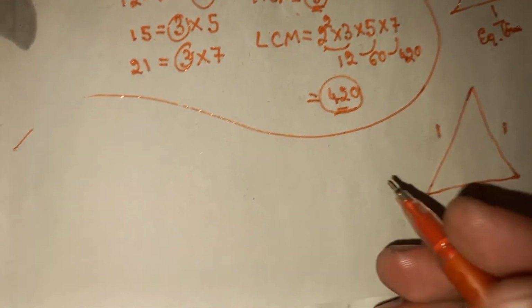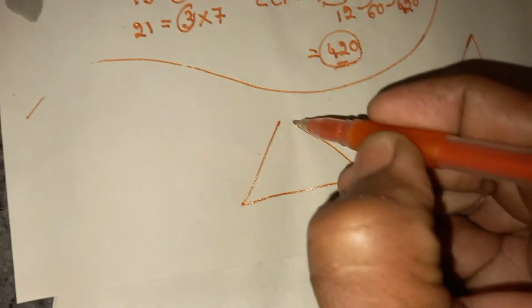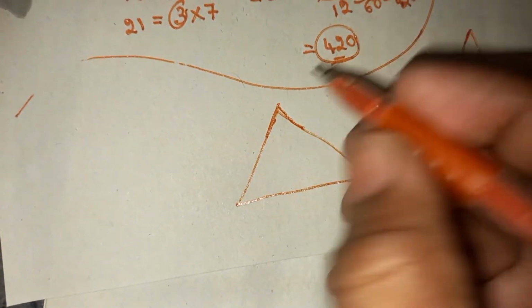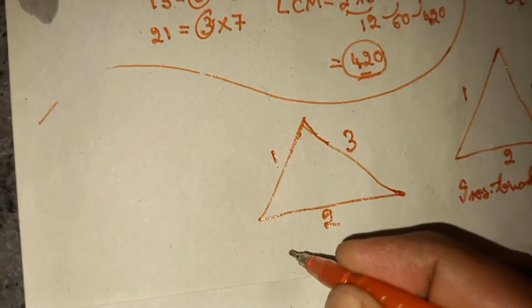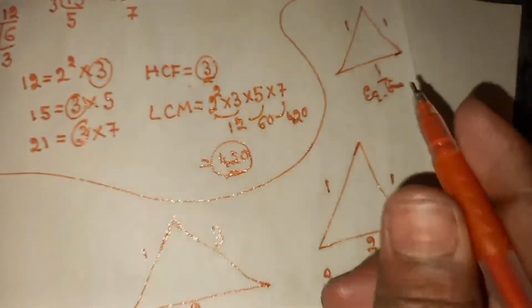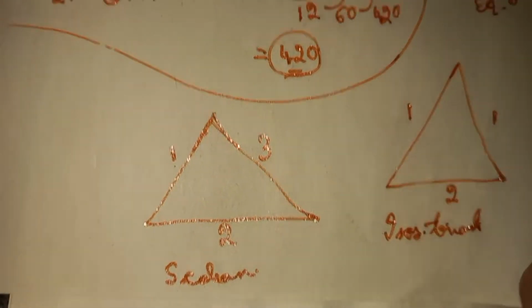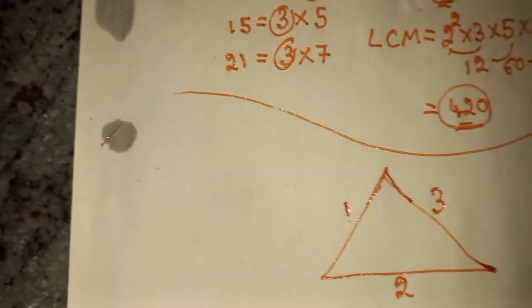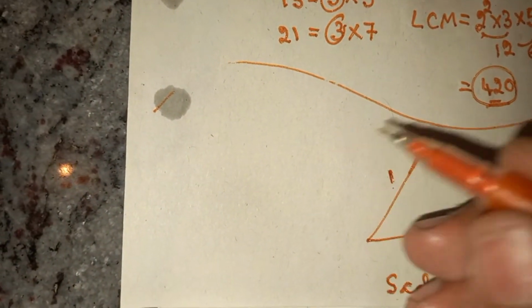The next type of triangle is the scalene triangle, in which all three sides are of different length. Here it is 1, 2, 3. These are known as scalene triangles. You can get a lot of beautiful problems in all the different types of triangles, and I'm going to tell how to do each one of them. Let's start with the isosceles triangle.